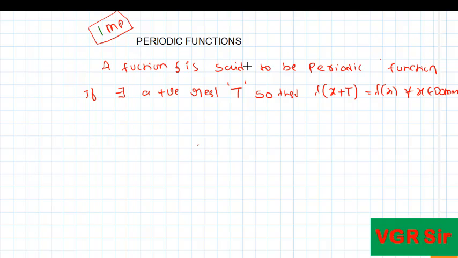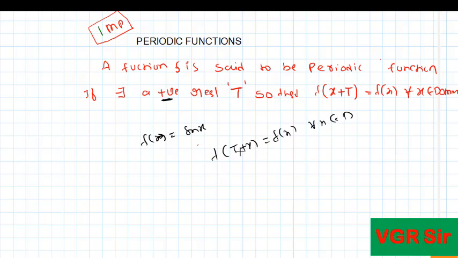A function f is said to be a periodic function if there exists a positive real t such that f of x plus t equals f of x for every x belongs to the domain. If any function satisfies this definition, the function is said to be a periodic function. So I will explain through examples. For example, f of x is given as sin x. Now you want to check whether it is periodic or not. How can you check? You need to see this definition: f of t plus x should be equal to f of x for every x belongs to the domain of that function.